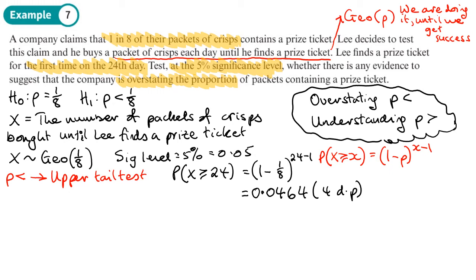So we have 0.0464, which is less than our significance level of 5%. So if it's less than 5%, or less than our significance level, remember what that means is we are going to reject H0. It's almost saying H0 is unlikely because it's less than that significance level.